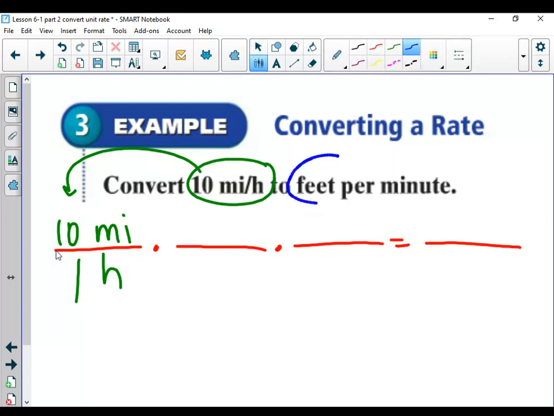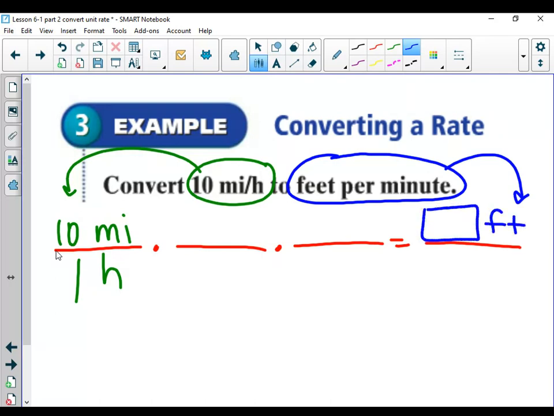Then it gives you some information for your answer, but not all. Blank feet per minute. How many minutes? 1, because this is unit rate. I strongly recommend you do all of this before you try to do any math. Set up the problem.